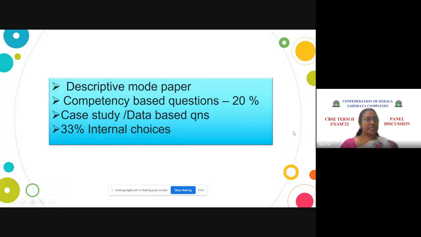Here, it is a descriptive mode paper for us, and competency-based questions will be 20%. And from last year, CBSE introduced competency-based questions. Last year it was 10%. This year it is 20%. And each and every year 10% increase, and then still 60% there will be an increase year by year. Case study or data-based questions are included. And as usual, 33% internal choices.